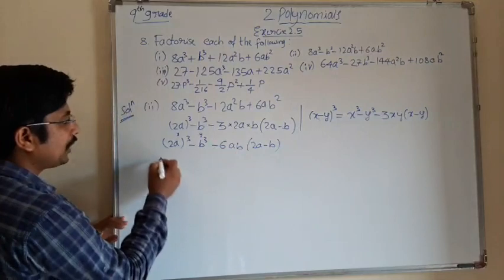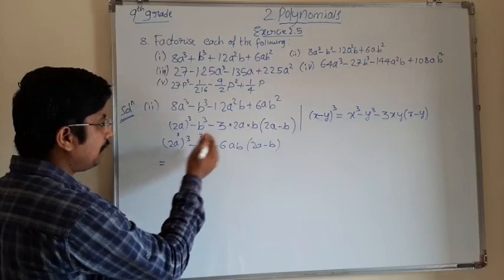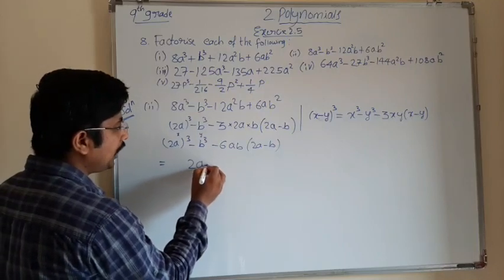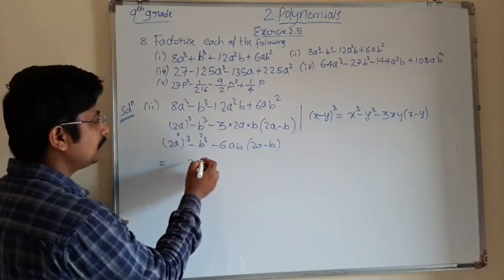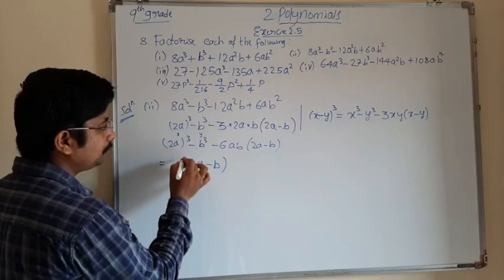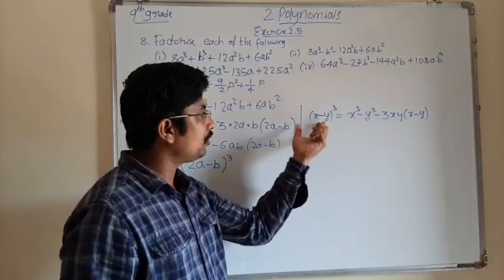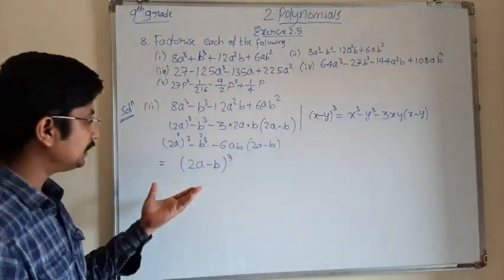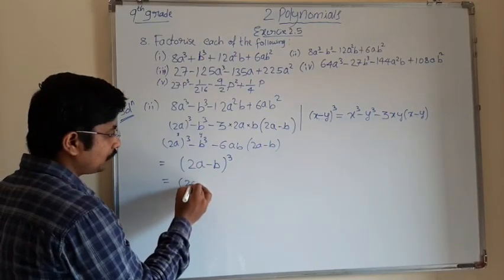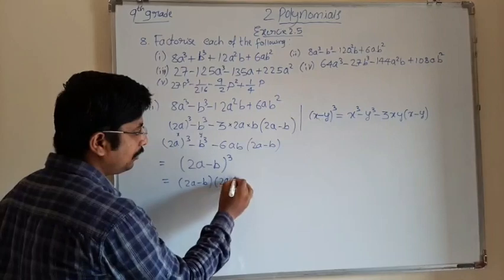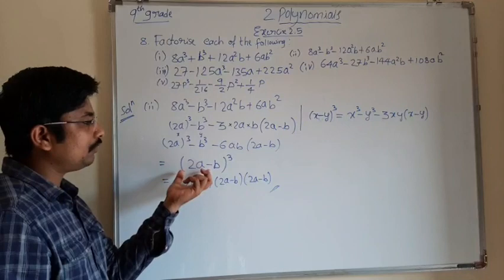Then this whole expression can be expressed as 2a plus b or minus b? Yes, 2a minus b whole cube. Why? Because by using this identity we converted it in terms of the LHS part, that is 2a minus b whole cube. Again, this can be written as 2a minus b into 2a minus b into 2a minus b. This is the unexpanded form.